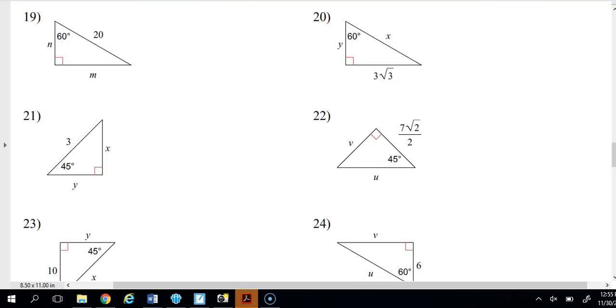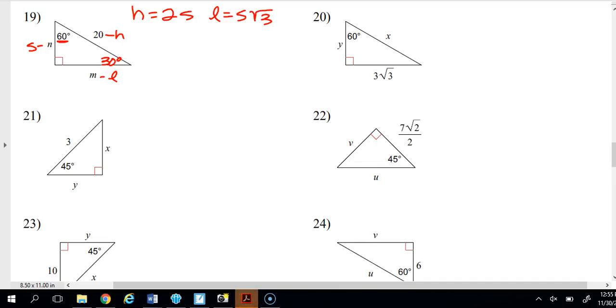Our next problem is 19, and again, we notice that we have a 60-degree angle here, so this has to be a 30-degree angle here. And if we look opposite the 30, we know that this is the short side. Opposite the 60, this is the long side, and this is the hypotenuse. So our formulas again for this are h equals 2 times the short side. Hypotenuse equals 2 times the short side. The long leg is equal to the short leg times the square root of 3.